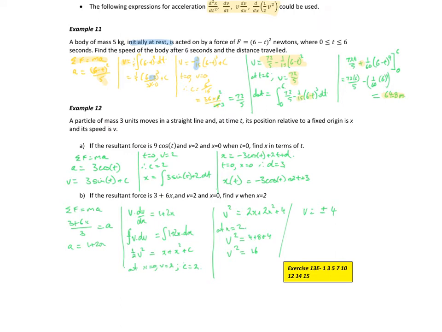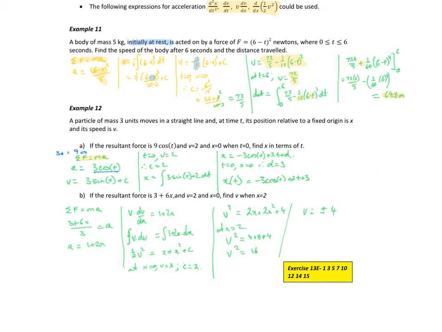So let's have a look at example 12. A particle of mass 3 moves in a straight line and at time t its position relative to a fixed origin is x and speed is v. If the resultant force is 9 cos t and v equal to x equal to 0, find x in terms of t. So again, the sum of my forces is equal to ma. So we've got our 3a equals 9 cos t, divide both sides by 3, and we get our a is equal to 3 cos t.